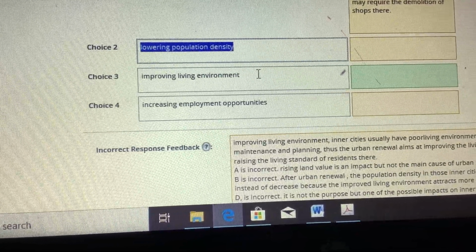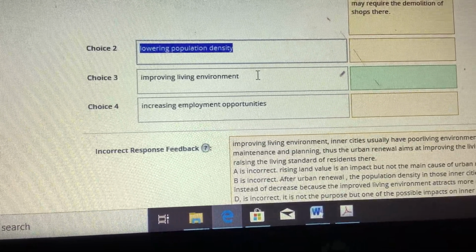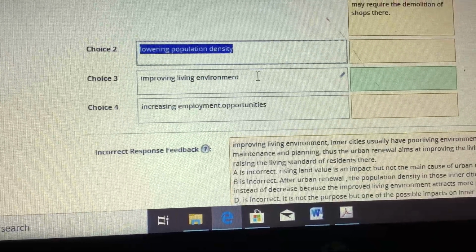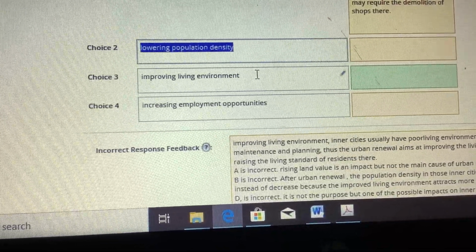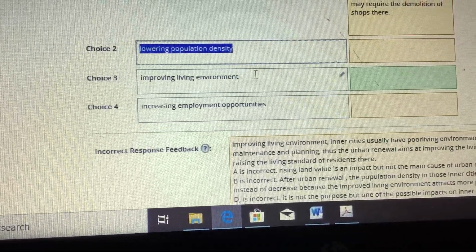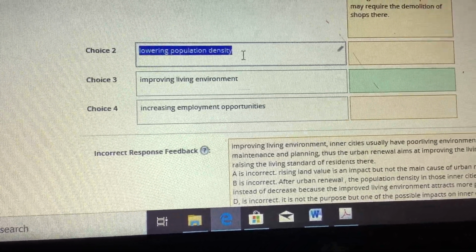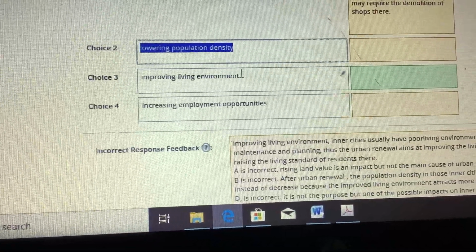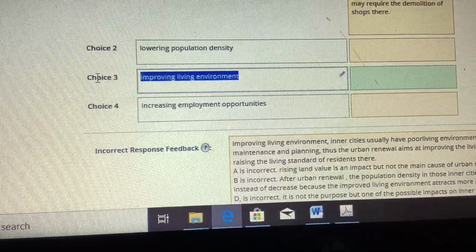instead of the old buildings, like the P-Wall building in Tuen Mun. Maybe they just had several stories, and right now we have 20, 30 or 40 stories, so more stories means the population density is higher. So this one will be correct.